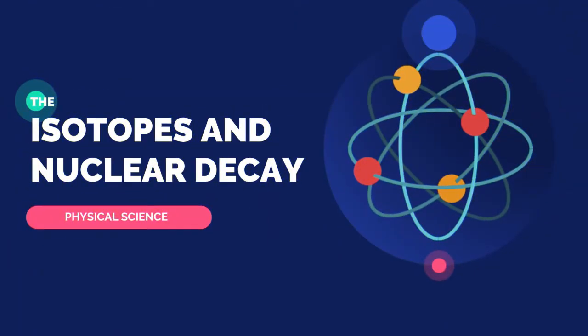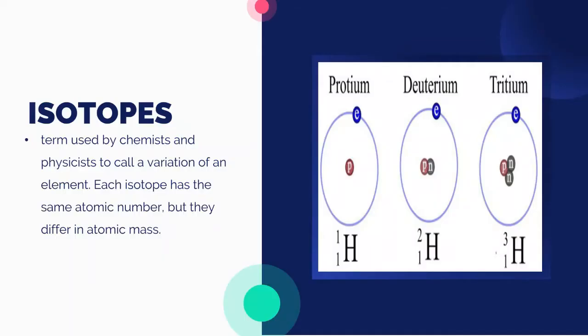Hi, so for today we will talk about isotopes and nuclear decay. When we talk about isotopes, it is a term used by scientists, chemists, and physicists to call a variation of an element. So kapag po sinasabi nating isotopes, these are elements having the same atomic number but different atomic mass. Okay? Hindi po nagbabagong element. Okay? Pare-pareho lang pong mga element yan, pero magkakaiba po sila ng timbang.